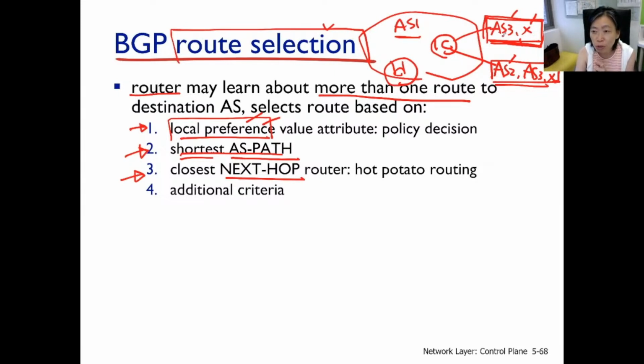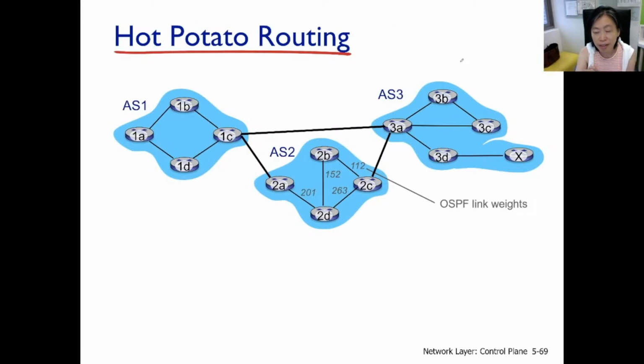1D here sees 2 paths. The next hop router for this path is going to be 1C. The next hop router for this path here is going to be 1C as well, because 1C is the border router receiving these advertisements. But consider a slightly different scenario. Again, we have AS3, AS2, and AS1.